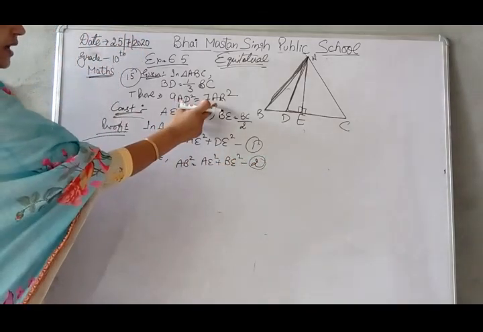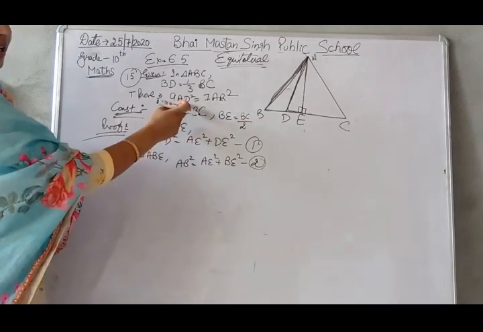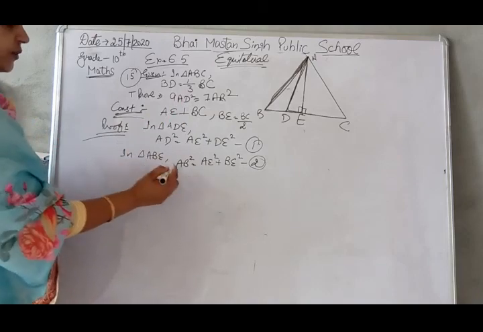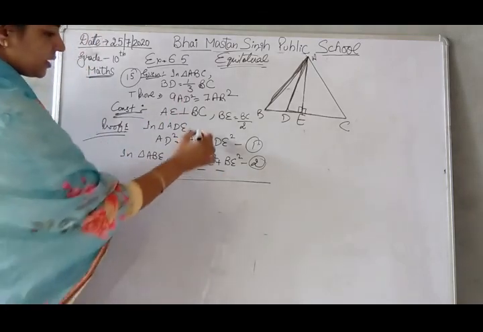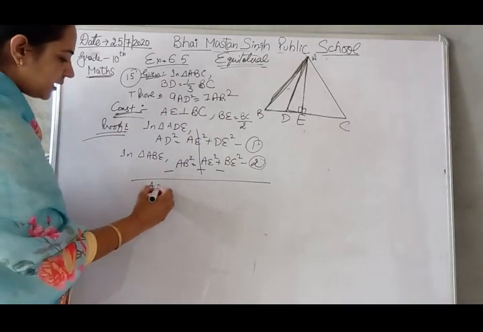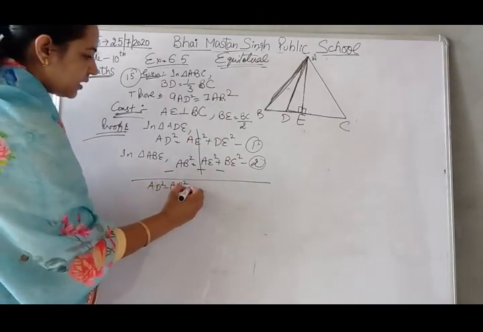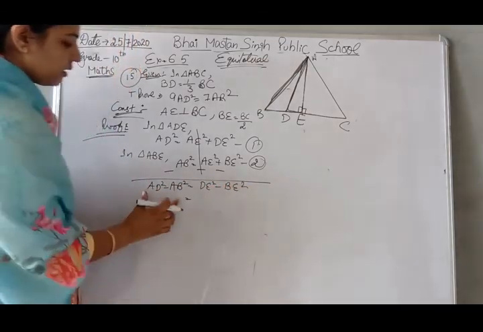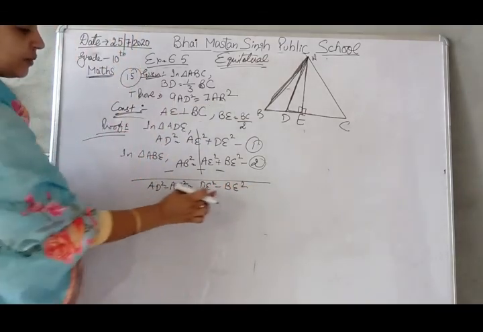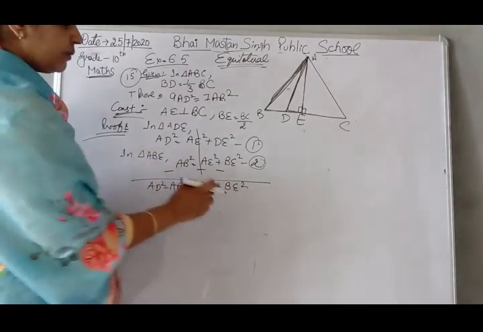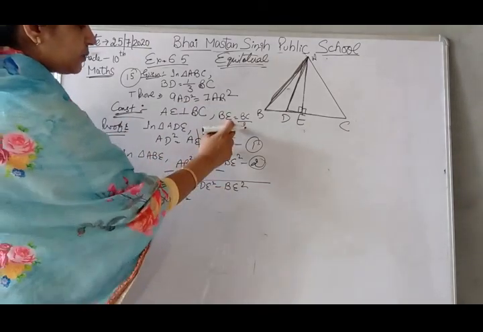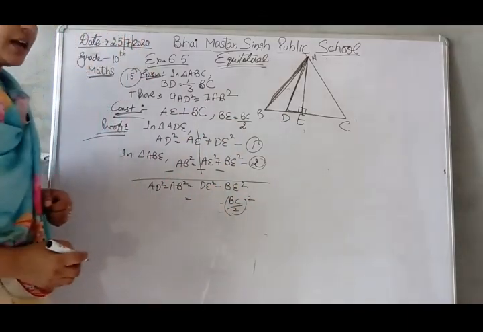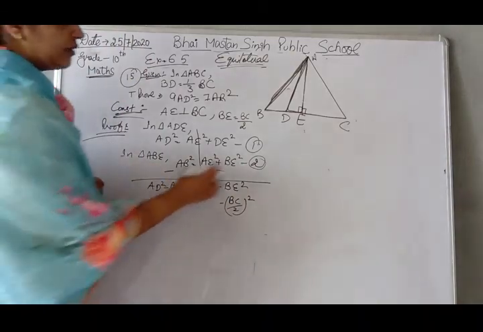Now AB and AE, if AB comes on this side, it must have negative sign. So we must need negative sign. I am going to subtract these. Subtract. Cut out. Now AD square minus AB square is equal to DE square minus BE square. AD square, AB square I need. But BE square, DE square I don't need. But I don't need the value of BE. It's BC by 2. I put the value of BE, BC by 2. Now find the value of DE from this one.